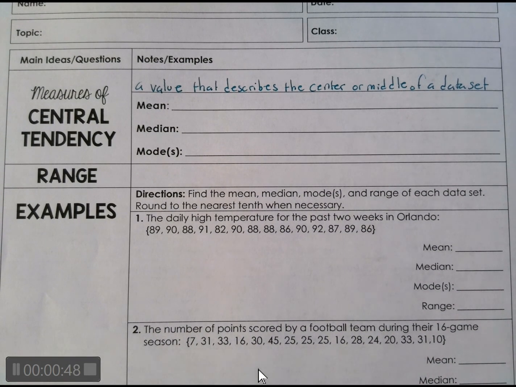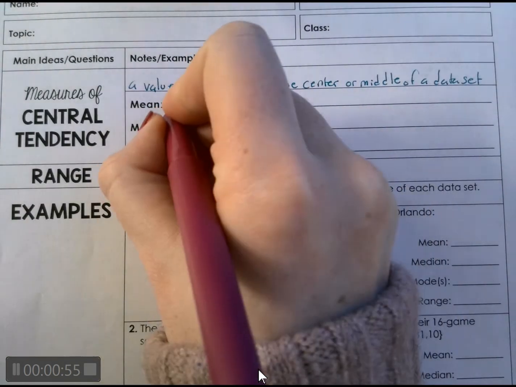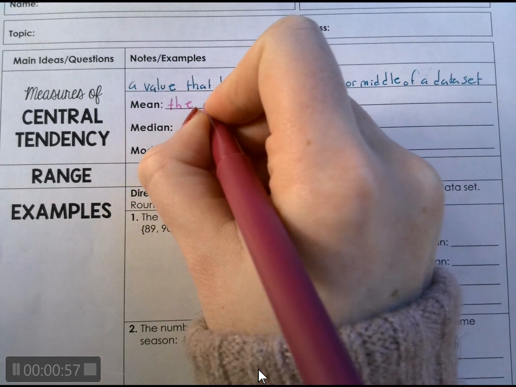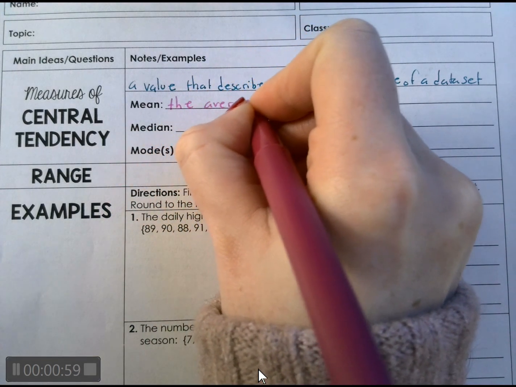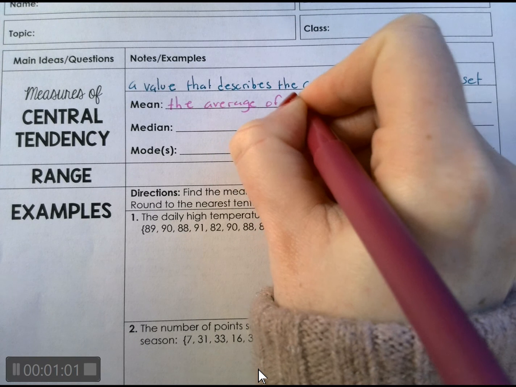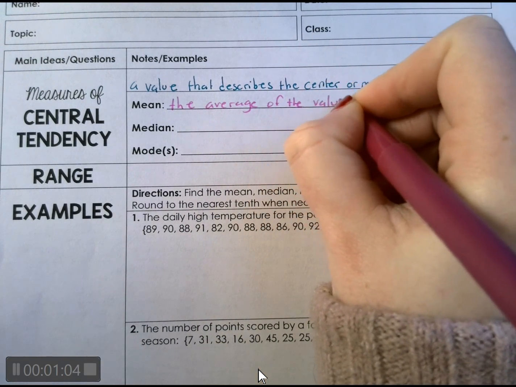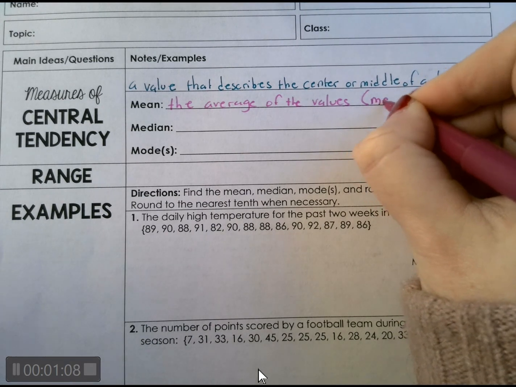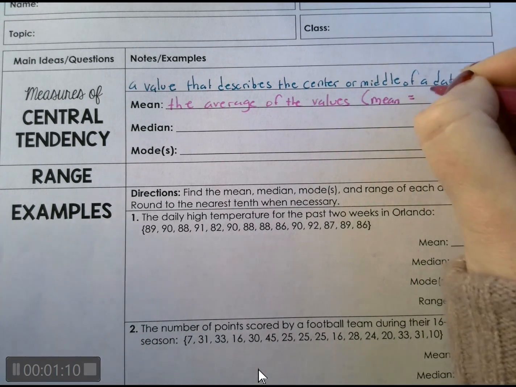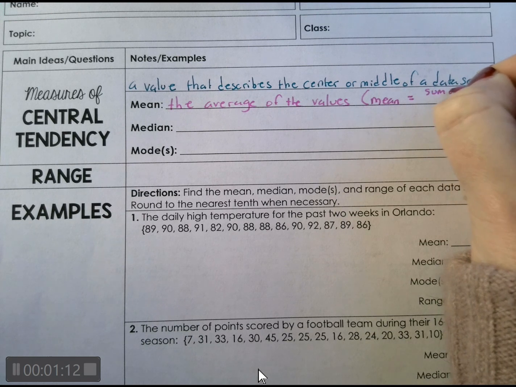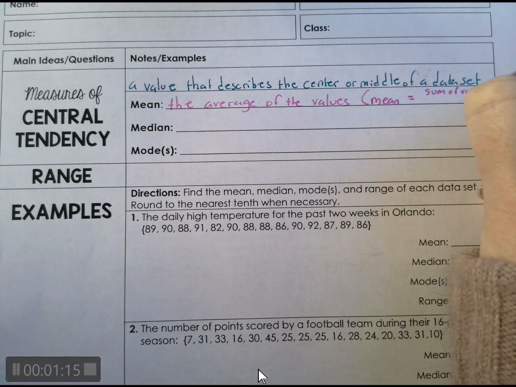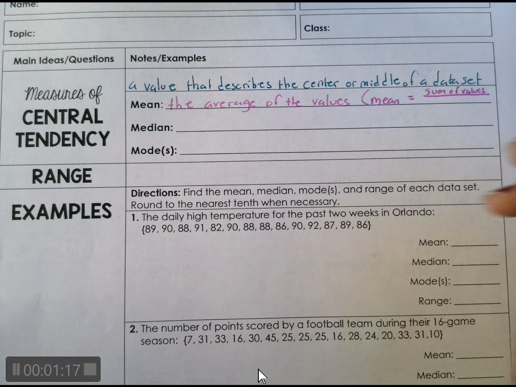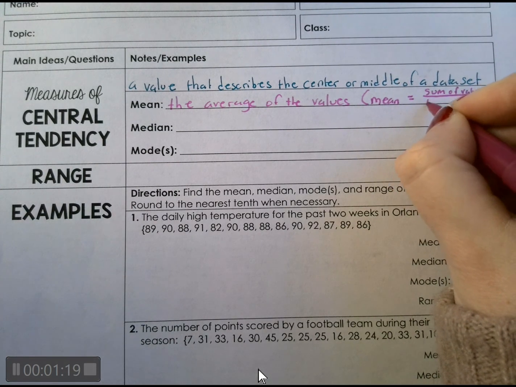Okay? All right. And then our mean is also going to be known as an average, but it's the average of the values. And you find that by mean equals the sum of all the values over the number of values.